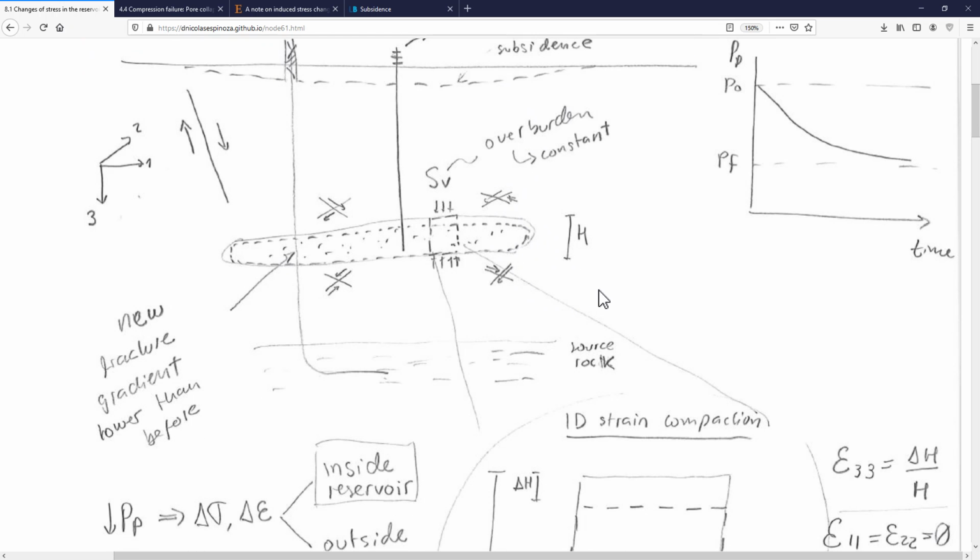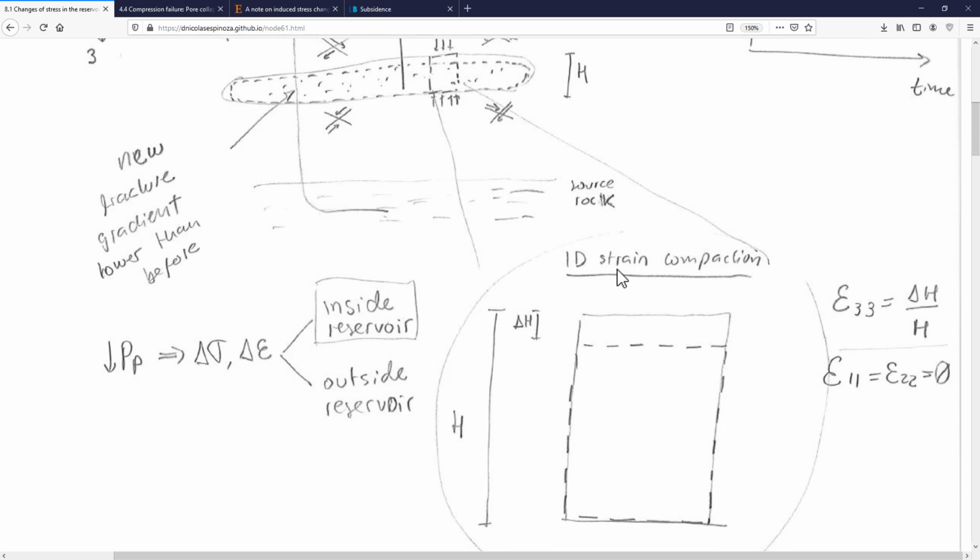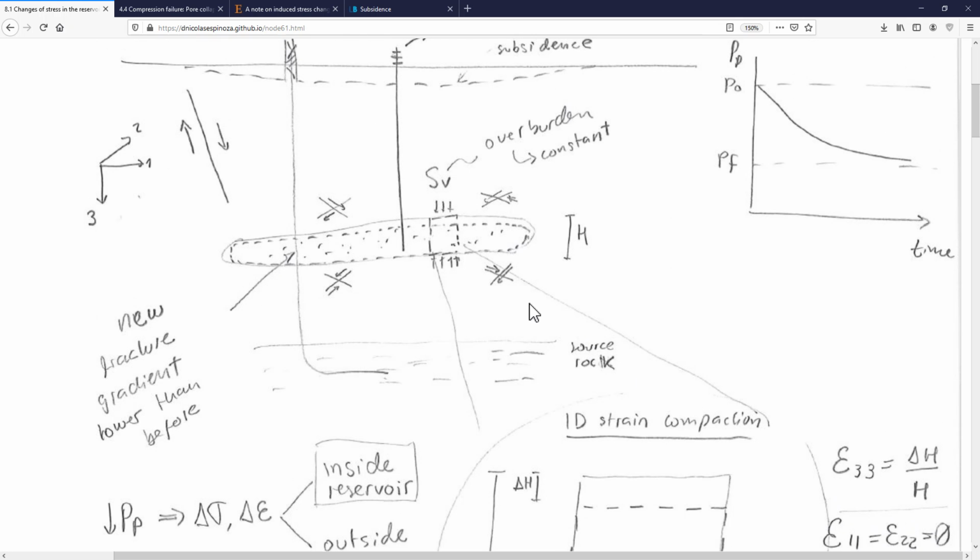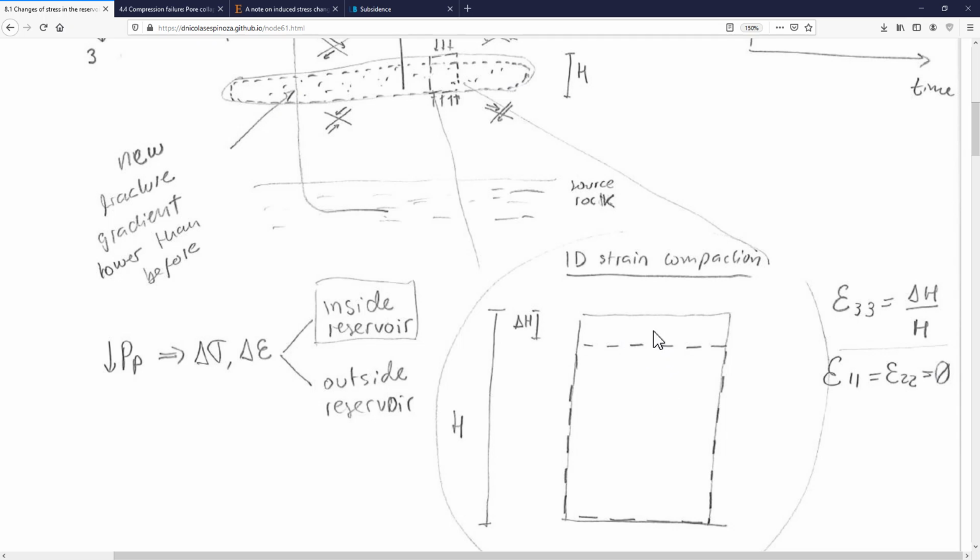We can simplify this problem to what we have seen already, and is known as a uniaxial strain compaction stress path, in which we assume that there are no strains in the horizontal direction, here directions 1, 2, and there is just strain in the vertical direction. In this case, this is going to be strain epsilon 3, 3. The decrease of pore pressure is going to cause changes of stresses, and it's going to cause changes of strain. And we'll utilize this equation in order to see how we predict those changes of stresses with this simplified analysis.